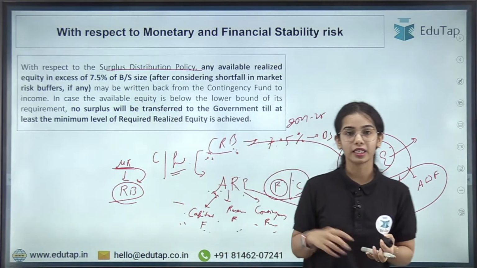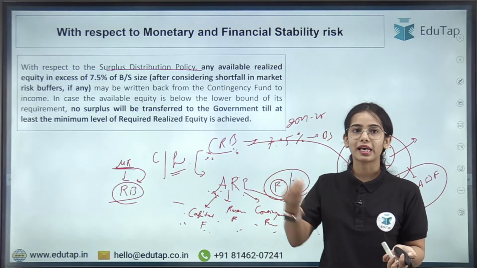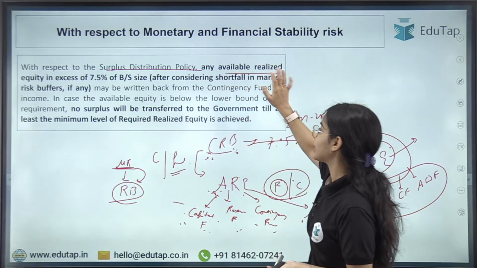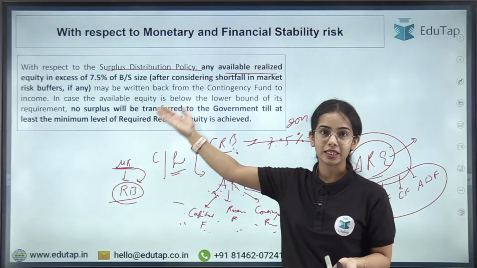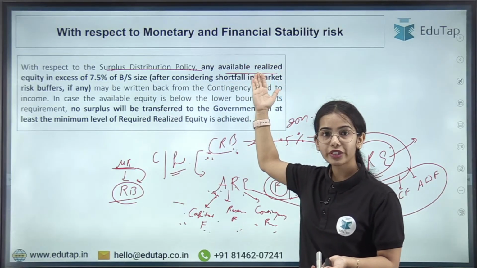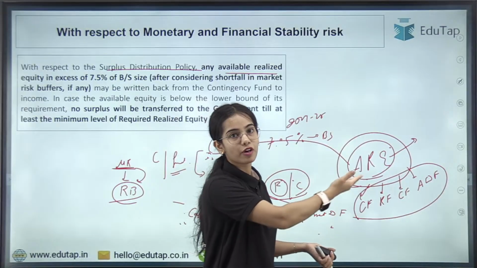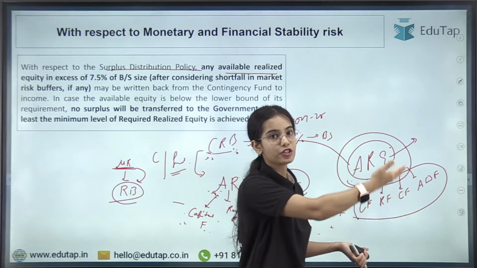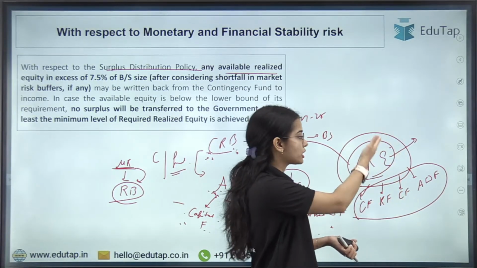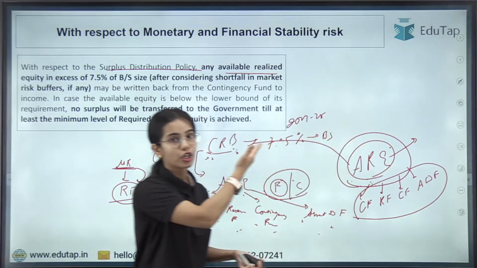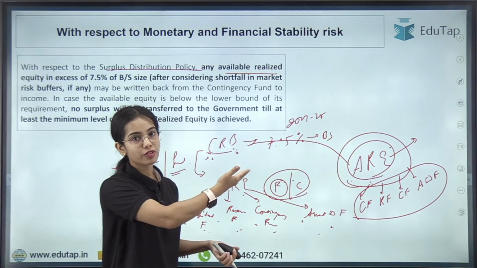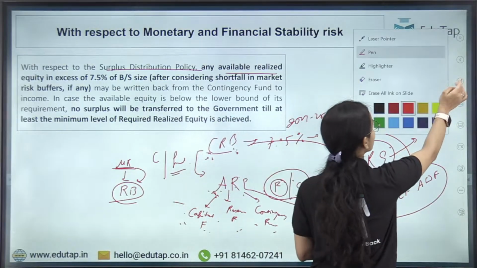What is ARE? ARE is the available realized equity. It is the fund or money that is available with the Reserve Bank of India in the form of capital fund, reserve fund, contingency fund, and asset development fund. This available realized equity provides for the contingent risk buffer. I hope this is clear now.